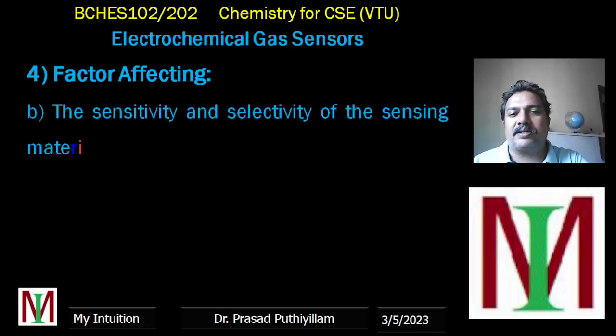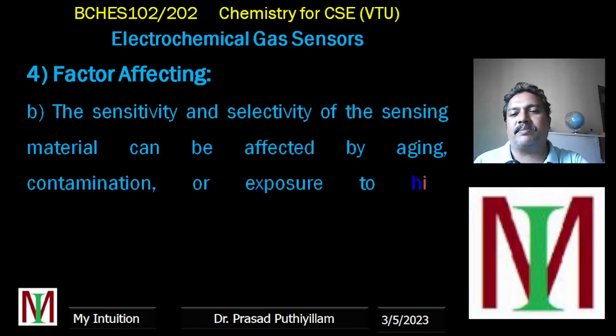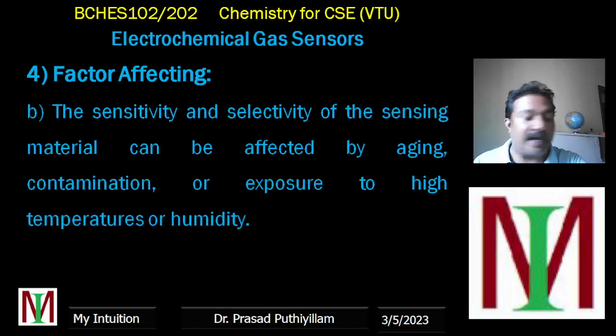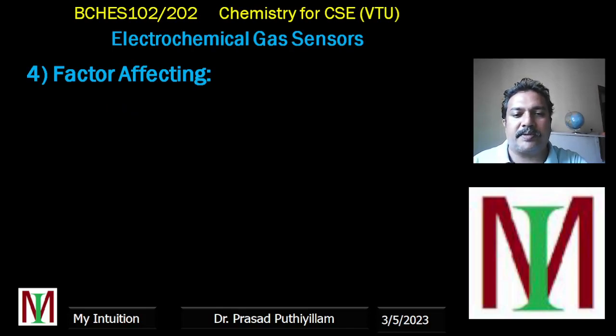The sensitivity and selectivity of the sensing material can be affected by aging, contamination, or exposure to high temperature or humidity. Aging is a separate word, contamination is another word, as well as exposure to high temperature and humidity.